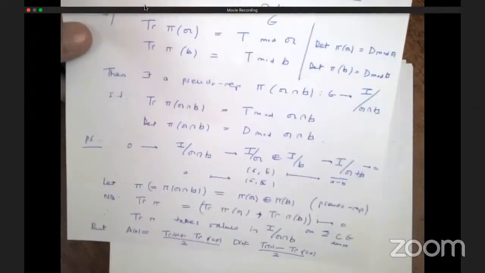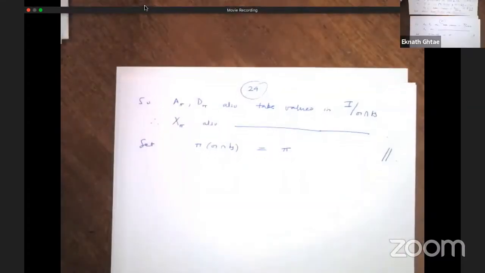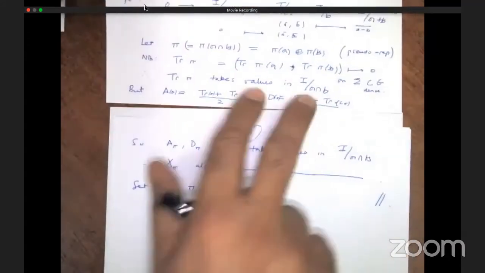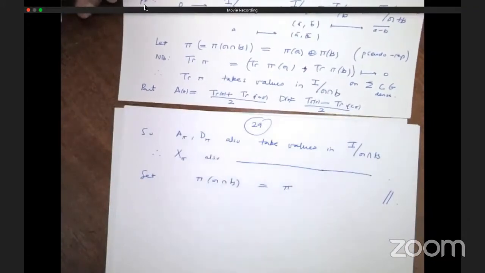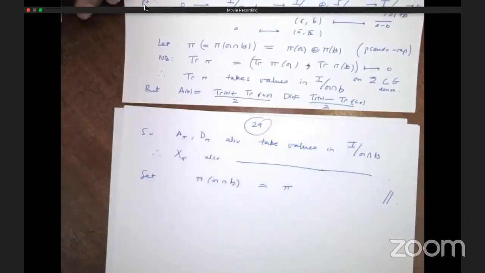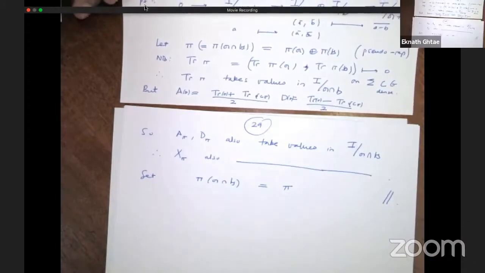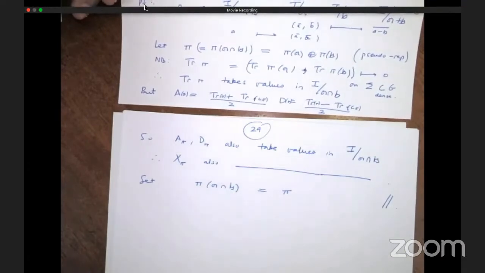Sir, I have just one confusion. Sorry? Yeah, just one confusion I have. Yes. So we had this pair T and D. In the statement and in the proof, we said A sigma is equal to this, and D of sigma is equal to this. So this A is what?